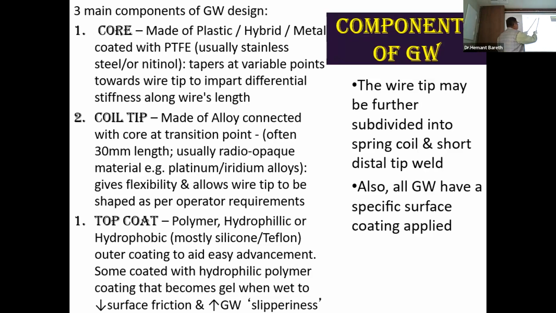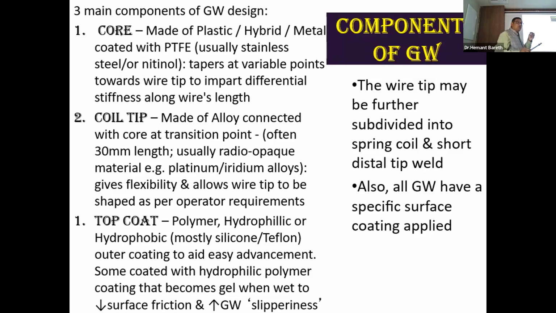But normally these kind of plastic wires are not very useful for coronary interventions because you do need some support and you do need some pushability. If you make a plastic core, then it has got very little pushability. It will go with the flow, but you will be unable to push it yourself. Coil tip, again, is very important, and it's generally made of alloy.